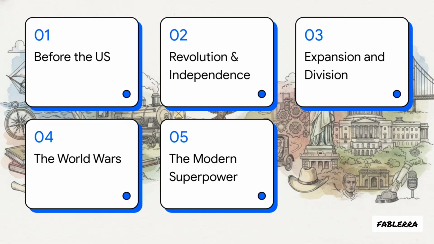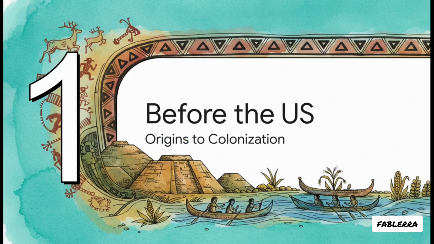To keep things moving and nicely structured, we've broken this incredibly dense timeline down into 5 key eras. Before the United States, Revolution and Independence, Expansion and Division, the World Wars, and finally, the modern superpower. So, Section 1, Before the United States. From diverse origins to European colonization. Let's look at the rich history that existed long, long before the nation itself was ever formed.